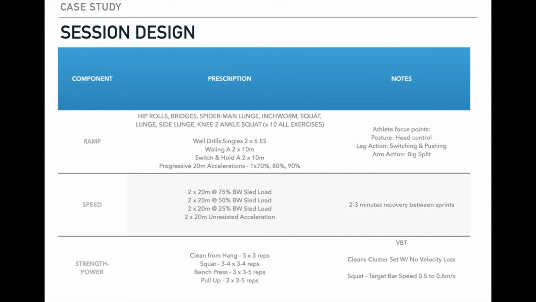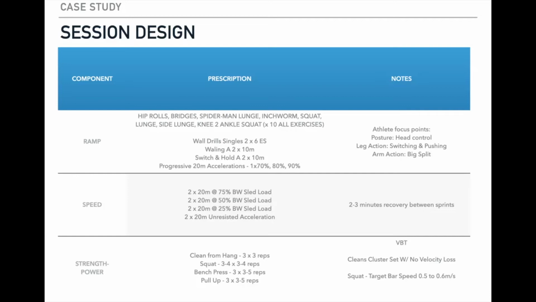So part of what we were trying to correct with his technical work was this. And obviously with the sled intervention as well. His arm actions were fairly short, so we were looking at big split actions between the arms. So then we had our speed protocol, a couple of minutes, 3 minutes recovery between the sprints that he was doing there, and then our strength and power work, all pretty low volume.